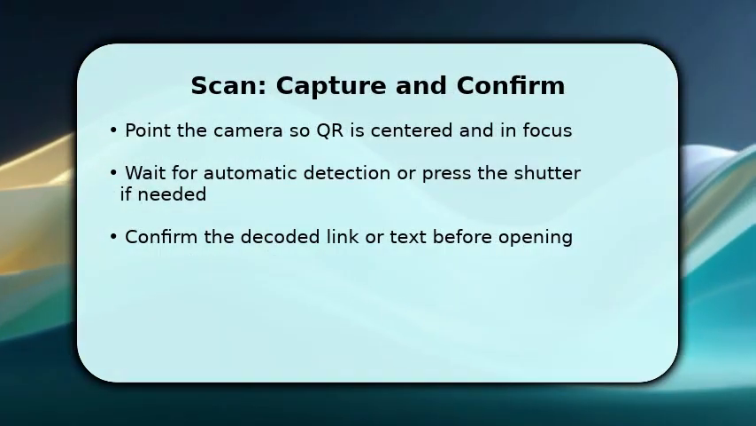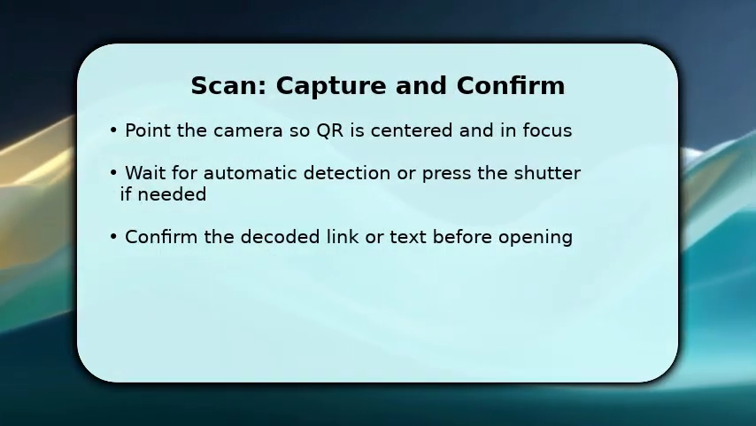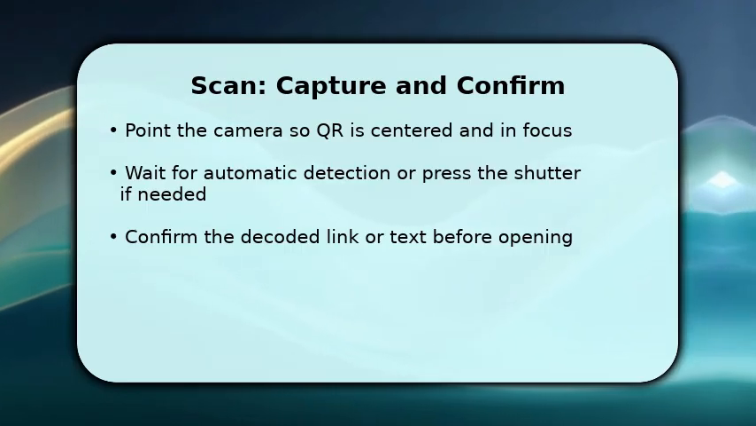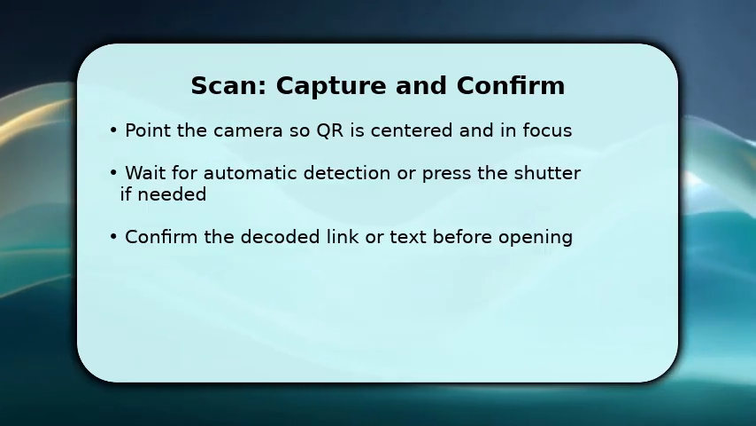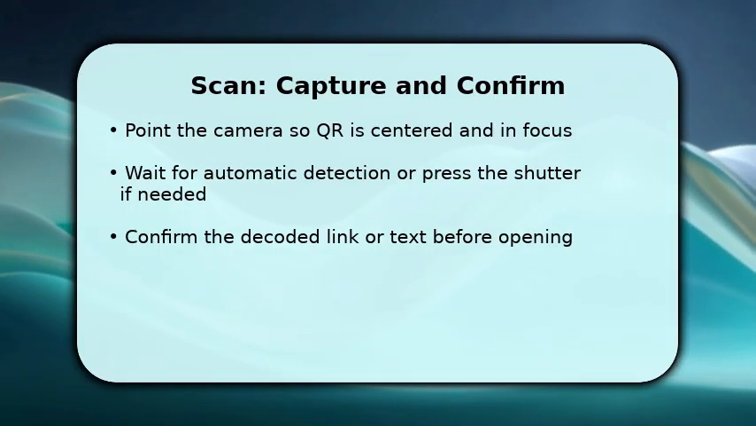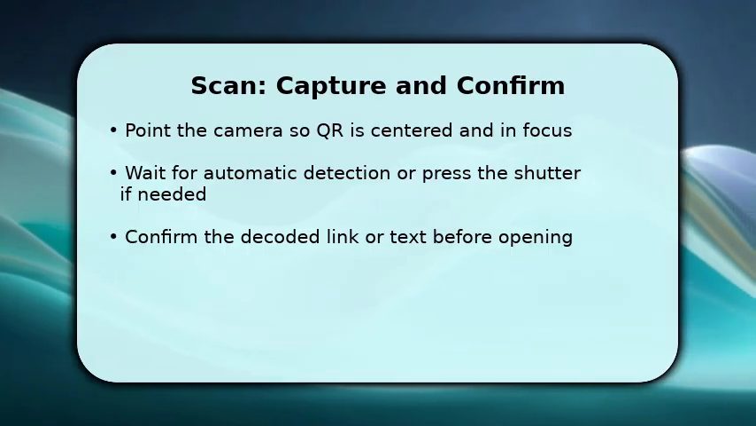Once your camera sees the code, the app should decode it automatically. You'll often see a banner or preview of the URL or text. If nothing happens, tap the shutter or take a photo, then open that image in the Photos app and use a QR reader feature or a Store app to decode it.